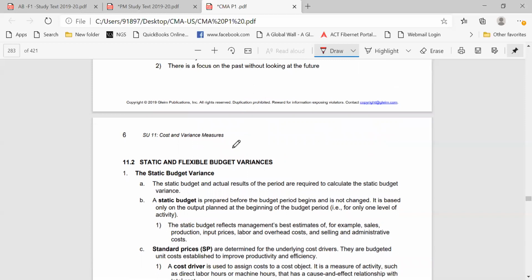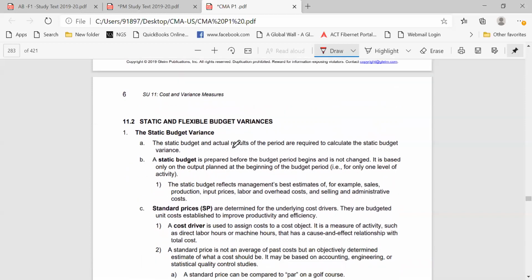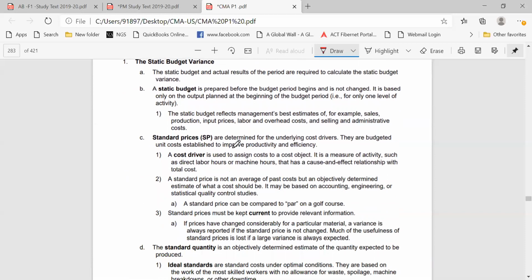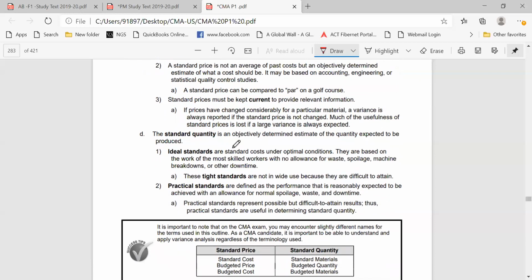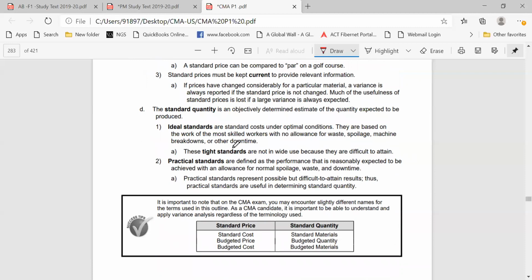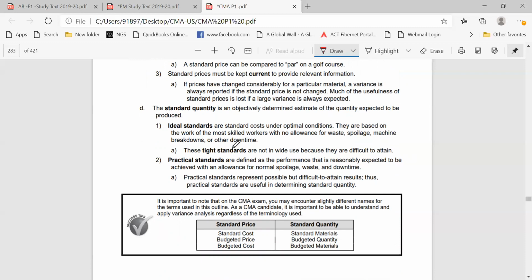Then static and flexible budget variances. Here is just a theoretical concept. Static budget is prepared before the budget period begins and is not changed. It is based only on the standard rate and standard output, standard prices as such. Standard prices are established by yourself, as we've seen in budgeting. How do we establish standard prices, which is on par? Then standard quantity is maybe practical standards taken into consideration, or maybe ideal standards, which we did in the budgeting chapter. I hope you guys get it.